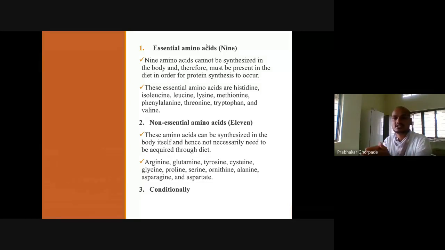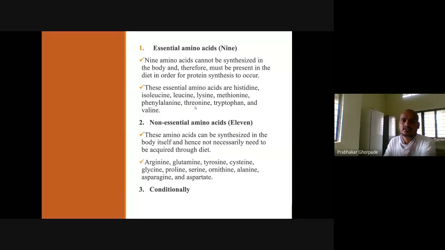For example, 9 amino acids cannot be synthesized in the body and must be present in the diet in order for protein synthesis to occur, right? So whenever amino acids are essential, it means they are not synthesized in the body, so we have to take them from outside. That is why they are called essential amino acids. These include histidine, isoleucine, leucine, lysine, methionine, phenylalanine, threonine, tryptophan, and valine.